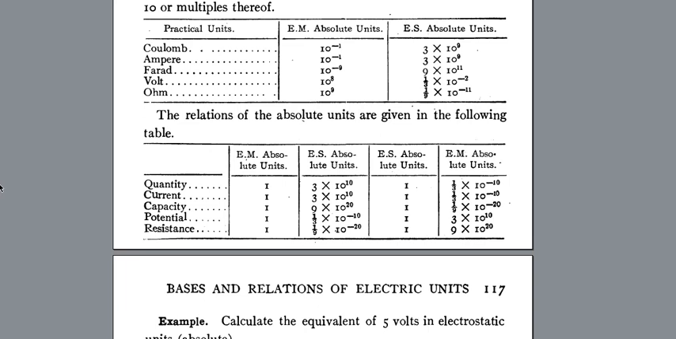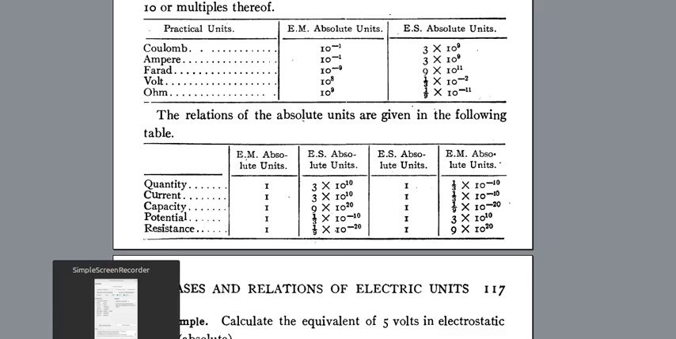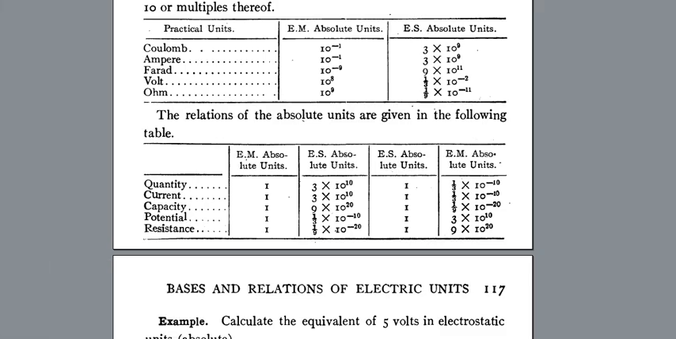1 unit of potential in electromagnetic absolute units is 3 multiplied by 10 raised to the power of -10. 1 electrostatic unit of potential is 3 multiplied by 10 raised to the power of 10. 1 unit of resistance in electromagnetic absolute units is 1 multiplied by 10 raised to the power of -20. 1 electrostatic unit of resistance is 9 multiplied by 10 raised to the power of 20. There are slight mistakes in the way the table is read, but by looking at the data on screen, they are easily found.